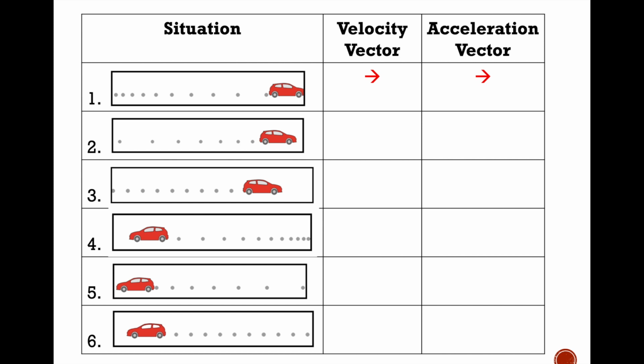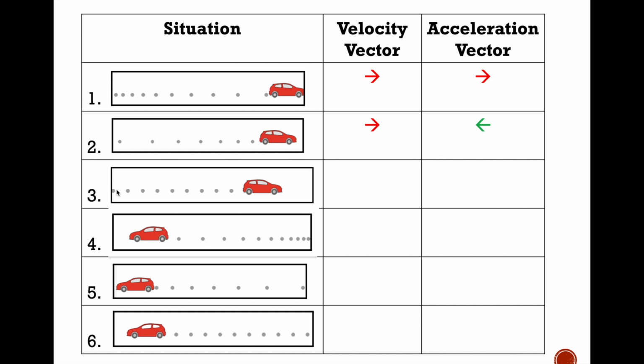What if, however, in situation two, you're moving to the right, but you're slowing down as you move to the right? You can see that the dots are getting closer and closer together. Well, since you're still traveling to the right, your velocity is to the right. But as you travel to the right, something must be slowing you down. And specifically, something must be pushing you to the left. Therefore, you're accelerating backwards, and your acceleration is to the left.